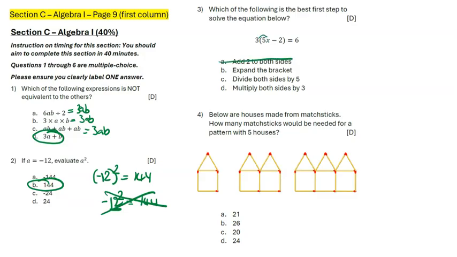Expanding the bracket, so you could do that times that, which would be 15x, and that times that, which is negative 6x. I actually quite like that step. I think that's the right answer, but I'm just going to check the other ones there. Divide both sides by 5.